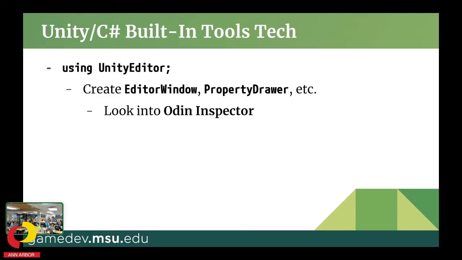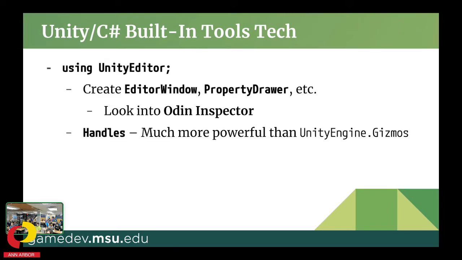The other thing that I just found, I don't know if this is in here, is Odin Serializer, which is open source, and it is a JSON serializer that is way more robust than the built-in JSON utility. That means you can get yourself into lots of trouble with it, but it can serialize things like dictionaries and stuff. Handles are Unity Editor.handles.